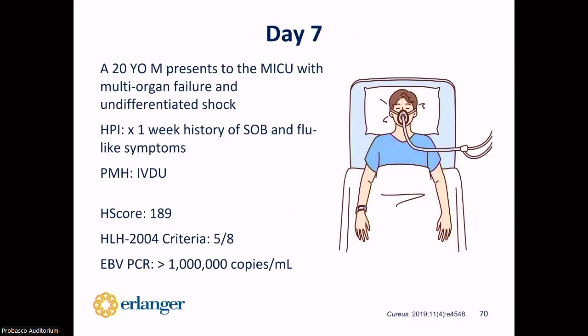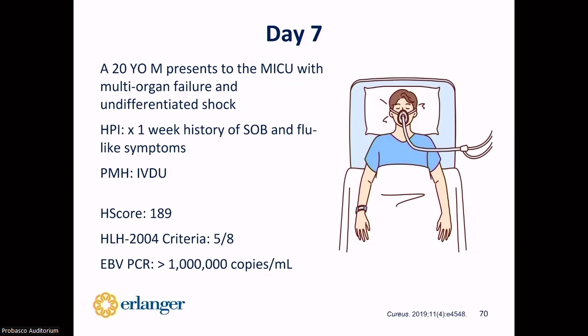I hope y'all didn't forget about our sweet patient. All of our labs came back. Everything that we sent out came back. He does have a positive H score of 189, and he does have a positive HLH score of 5 out of 8. Thanks to Kyle and Mitch's workup, we found that he had 1 million copies of Epstein-Barr virus.